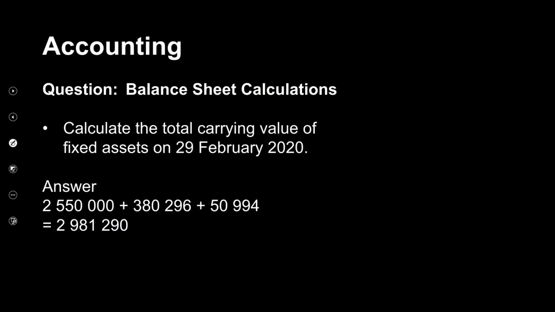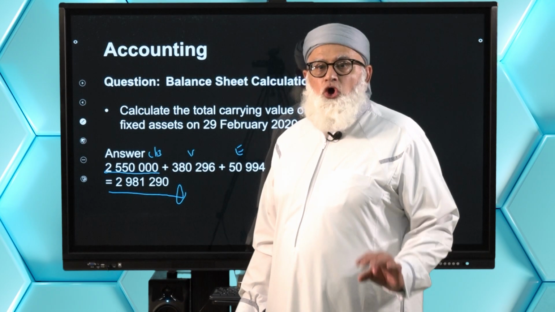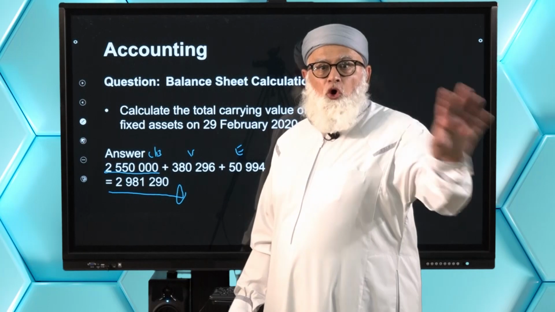Therefore, look at my answer here. The 2,550,000, which was land and buildings. That's my vehicles, and this is my equipment. So what do I do? I add all the carrying values to get the total carrying value of my assets. Once again, land and buildings, vehicles, and my equipment to give me a total value of 2,981,290. That's the total carrying value of all my assets.